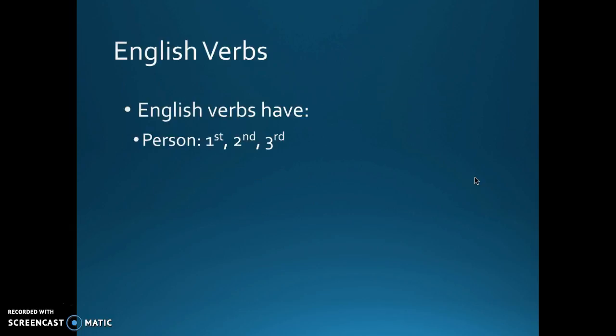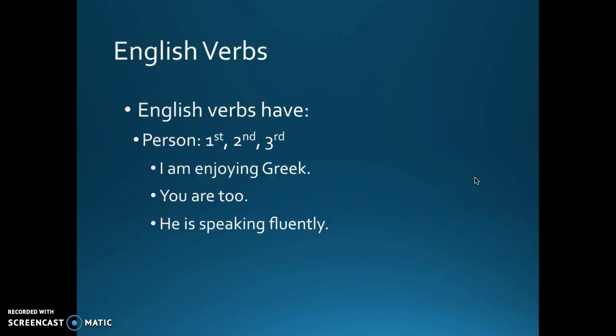So we can tell things about English verbs, and we will get into tense in a moment. But English verbs have person: first, second, and third person. A first person example would be I am enjoying Greek. So I is your first person English verb. You are too. There's a second person, you. Third person, and these are all singular examples: He is speaking fluently. Third person, he.